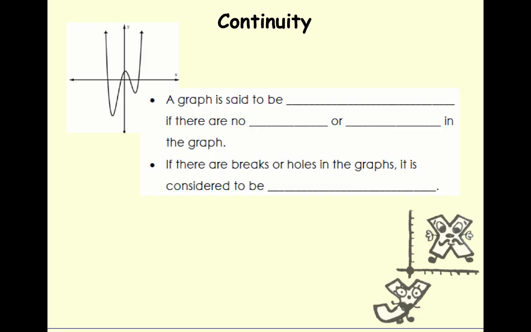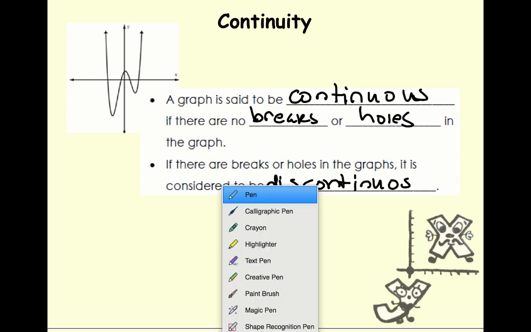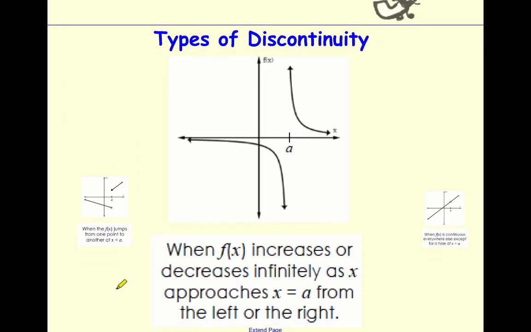So a graph is said to be continuous if there are no breaks or holes in the graph. If there are breaks or holes, then it's considered to be discontinuous. Now you can kind of think of it like tracing over the graph. So if I put my pencil starting on the left and I trace this graph, would I have to move my highlighter by jumping over something? And if I ever have to jump, then I know it's discontinuous. So there are three basic types of discontinuity.